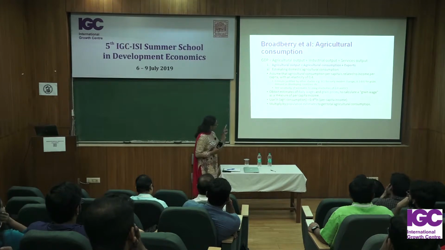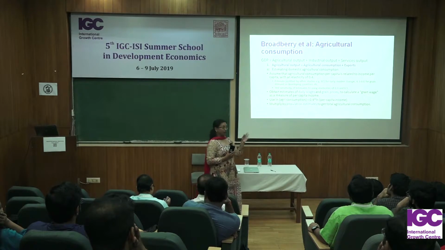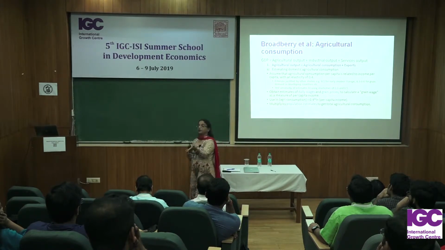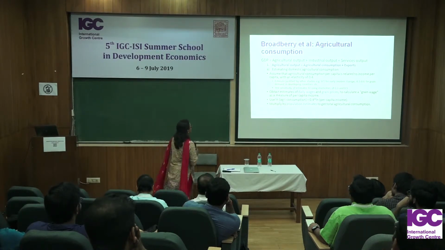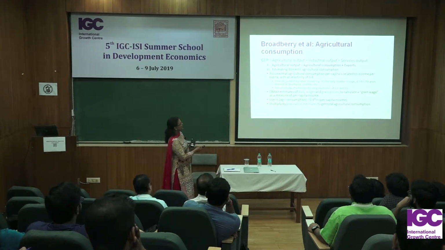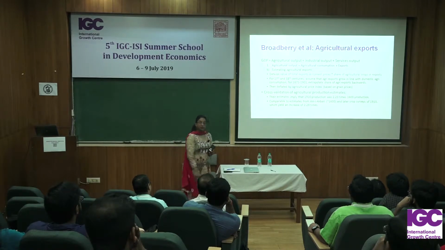Anyway, they get that. Then they multiply by the population estimates to get total agricultural consumption, right? This is per capita, and then they multiply. Now, getting the population estimate is a whole other paper, which they take it from. So they get that. That's one part of one series. Then they wanted to also estimate exports.